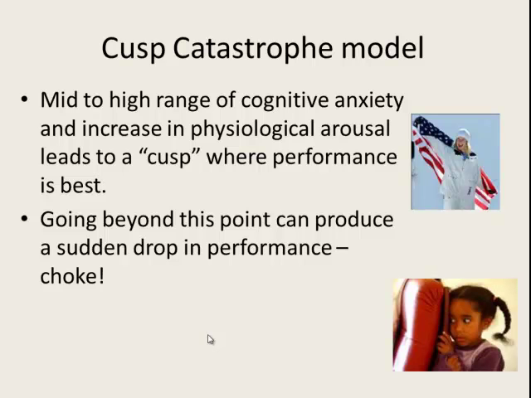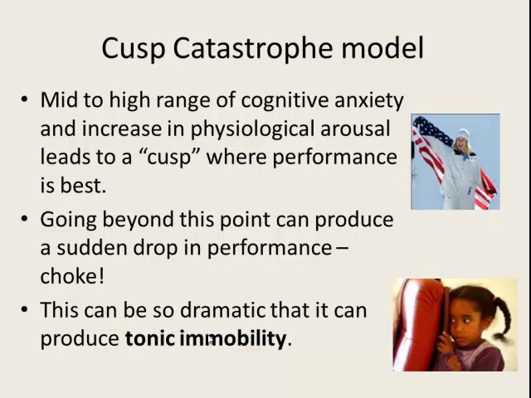In performance, you choke. It can get so bad with this that people can actually show tonic immobility. If cognitive arousal is so high, anxiety is so high, people can be immobile. And this is an extreme case. People that are in a car accident or in a plane accident and they have to get out, they might be so overstressed they can't move. A tonic immobility. You see this a lot of times with crime victims.